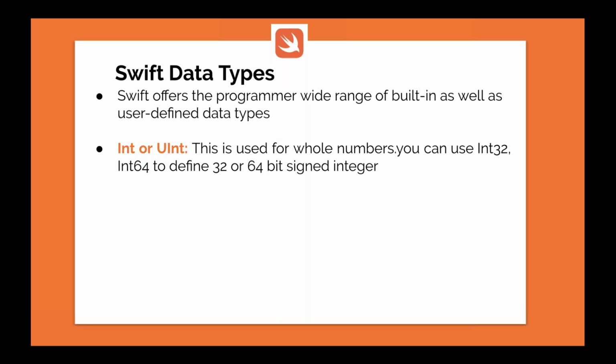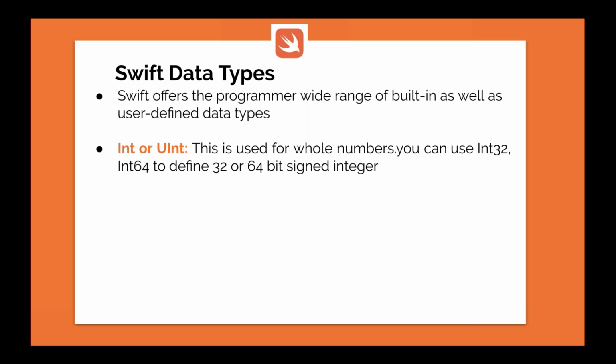If you consider the basic data types, there is Int or UInt, so either an integer variable or a UInt variable. This is used to hold numbers which don't have any fractional part, and you can use it in two formats, either 32-bit or 64-bit. That means if your system is compatible with a 64-bit processor, then the integer will be created by default as a 64-bit integer. If your processor has the ability of 32-bit, then it is going to create a 32-bit integer.